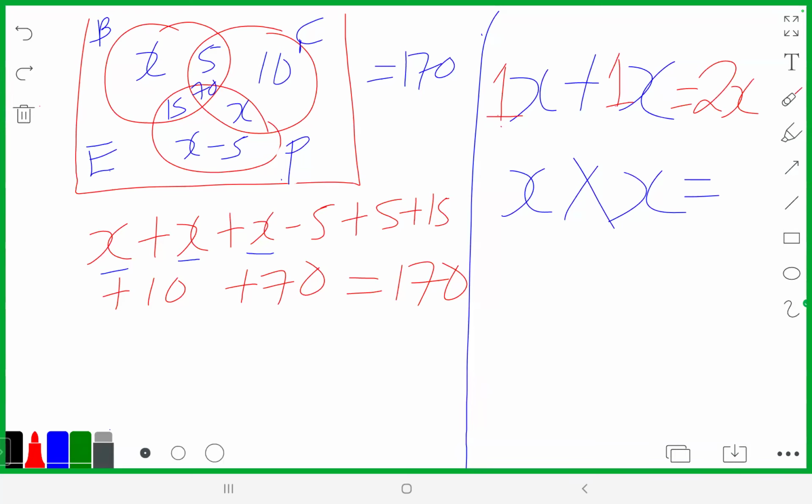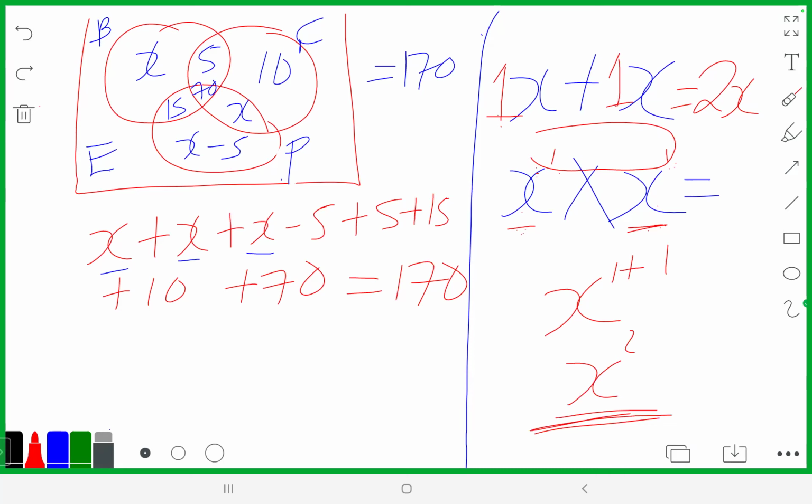Then about multiplication. You learned that when you're multiplying same bases, these are same bases, they're x, you can just add the powers, right? These x's are raised to the power 1. So you can just pick one of the variables, x, then add these two powers, 1 plus 1. That will give you x squared. So in short, x times x is x squared. Is that clear?